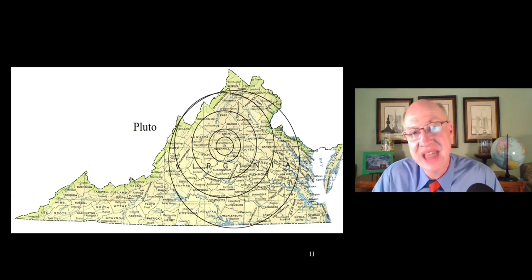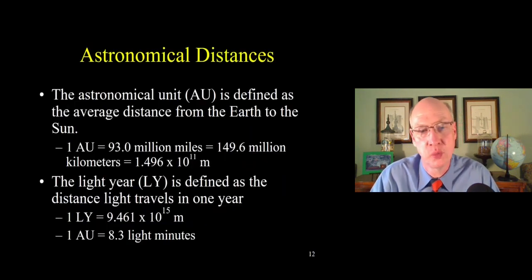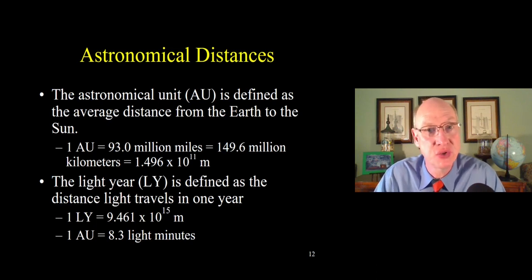Now, this scale model also points out why astronomers typically don't use miles or kilometers for measuring distances in the solar system. And that's simply because the distances are so large that miles and kilometers no longer work very well. So astronomers have defined a couple different units that we will be using throughout this semester for measuring distances to objects both in our solar system and outside our solar system.